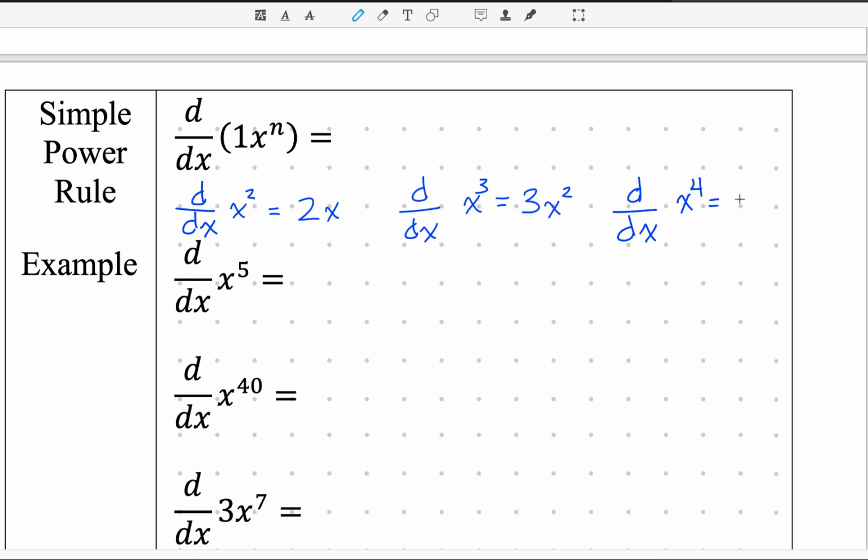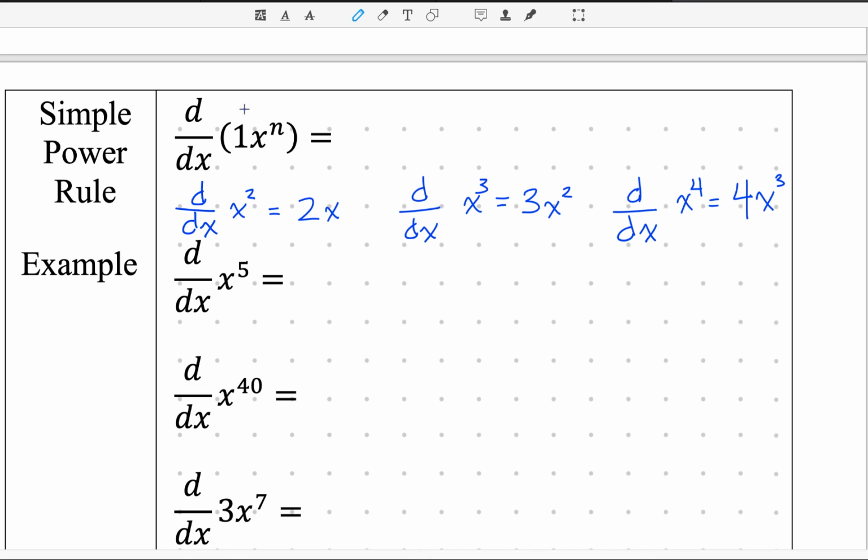Fern, would it be 3x to the third? So close. It is to the power of 3, x to the power of 3, because it goes down, and it's 4x to the power of 3. Yeah, you're seeing that. The 4 comes down in front, and then this goes down by 1. You see it, Sergio? Nice.